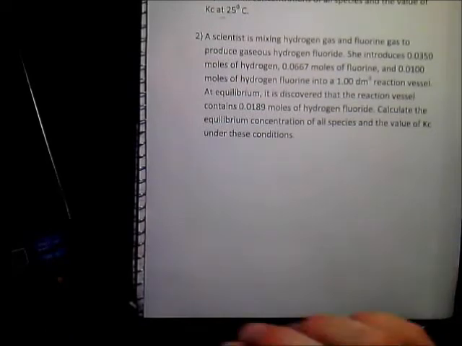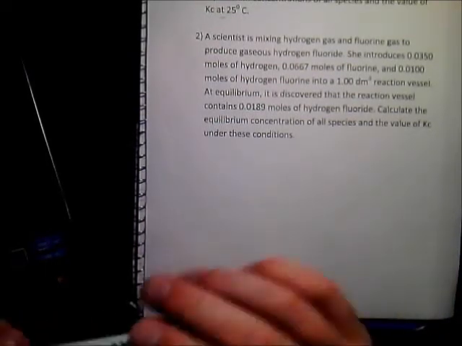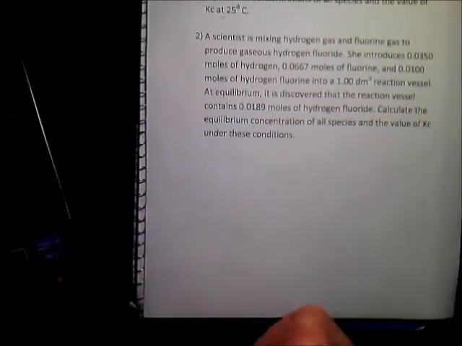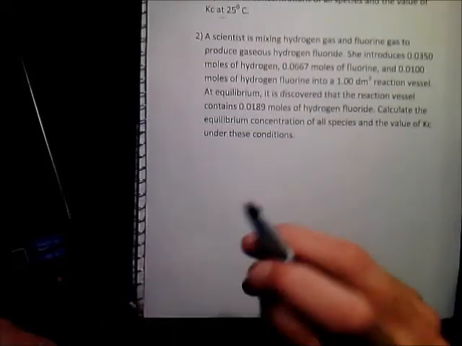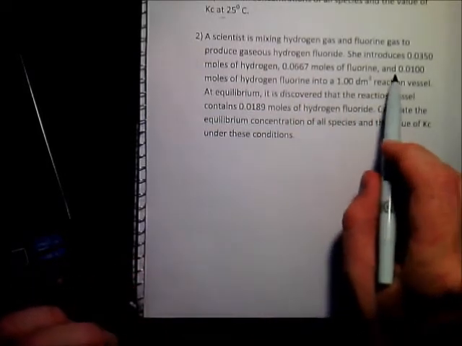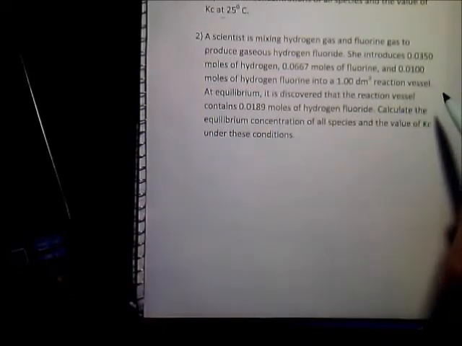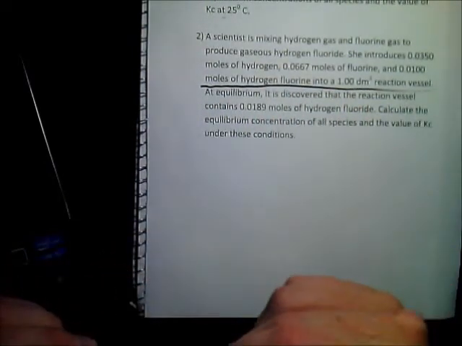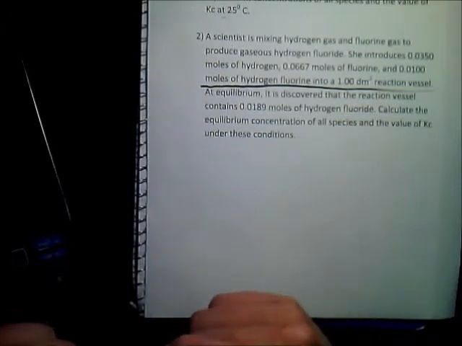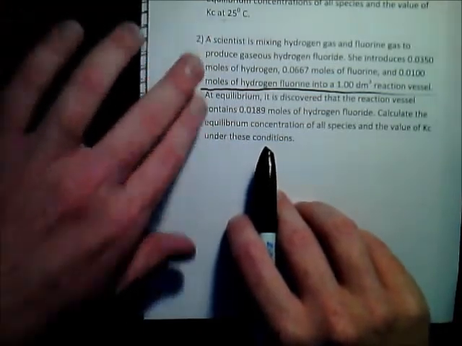So, a scientist is mixing hydrogen gas and fluorine gas to produce gaseous hydrogen fluoride. Notice they haven't given us a chemical reaction here. She introduces 0.350 moles of hydrogen, 0.0667 moles of fluorine, and 0.01 moles of hydrogen fluoride into a 1 cubic decimeter reaction vessel. So here, up to this point, we're being given our initial conditions. It says at equilibrium here, so then it's going to give us some equilibrium conditions. But let's tackle the first part.